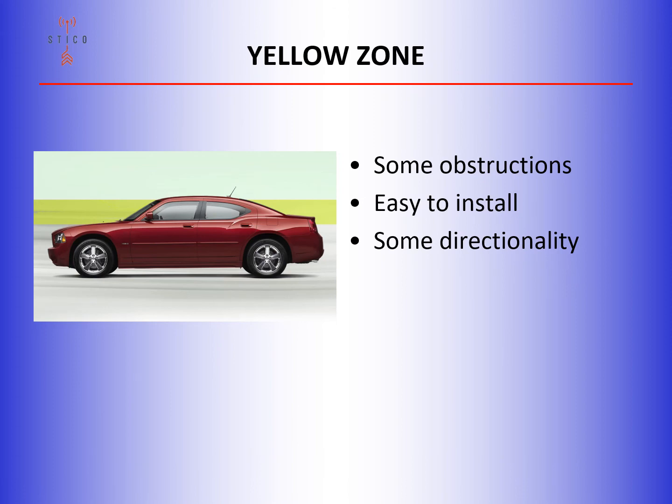Now let's review the yellow zone. In this zone, you have some obstructions. However, it's still typically easy to install the antenna, but you will get some directionality. These types of antennas may be on-glass or in-glass antennas, or fender-mounted antennas.